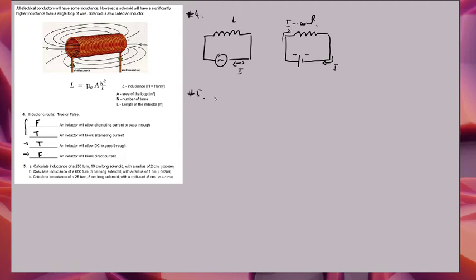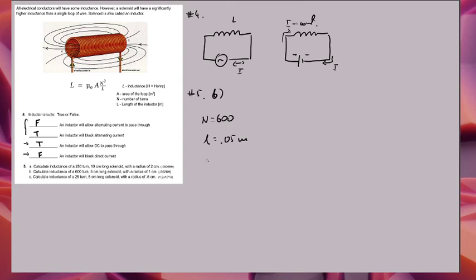I think I'm just going to do B. Why not 5B? Calculate the inductance of a 600 turn, 5 centimeter long solenoid with a radius of 1 centimeter. This is just the practice of using the equation. What I have is 600 turns, so n is 600. The length L is 5 centimeters, so this would be 0.05 meters. You want to convert centimeters to meters.